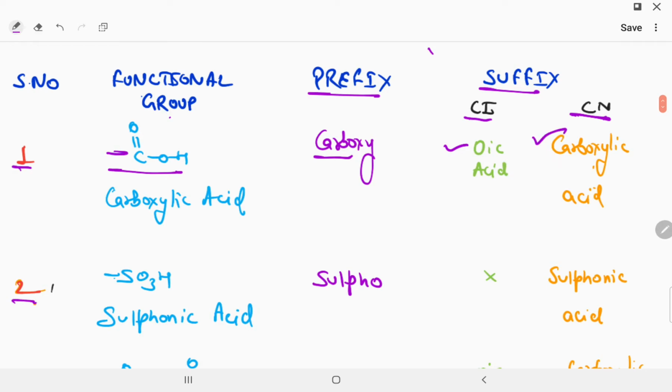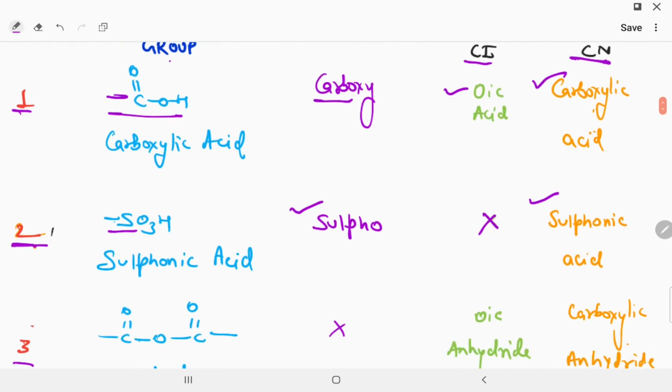Similarly for sulfonic, SO3H, the prefix name is sulfo, and there is no carbon. So there is only carbon not included, or we can say there is no carbon always. So it has only one type of suffix, called sulfonic acid.